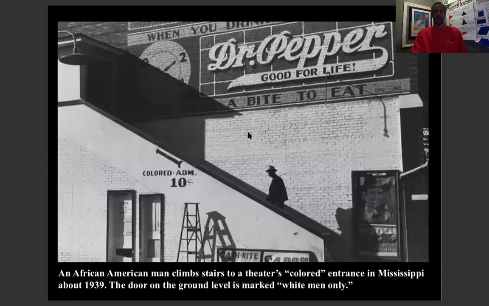Here's an example of a Jim Crow era law. You see a man climbing the stairs to the theater's colored entrance. Down here you see a door marked white men only, as blacks were not allowed to sit in the main gallery, but only in the balcony of the theater.